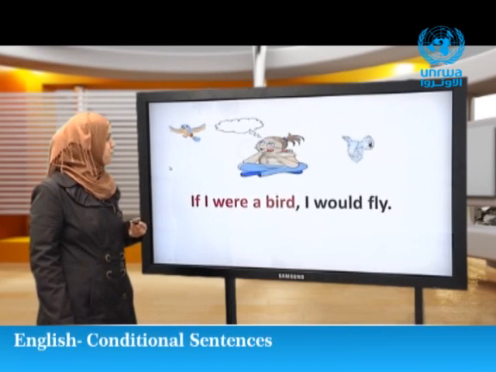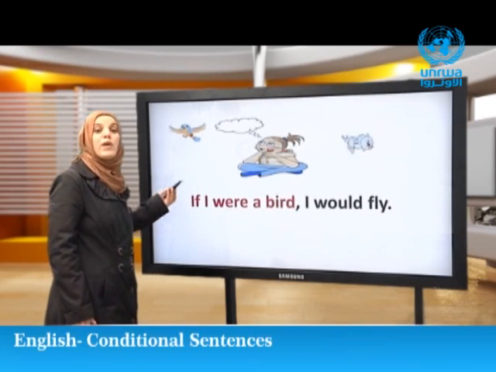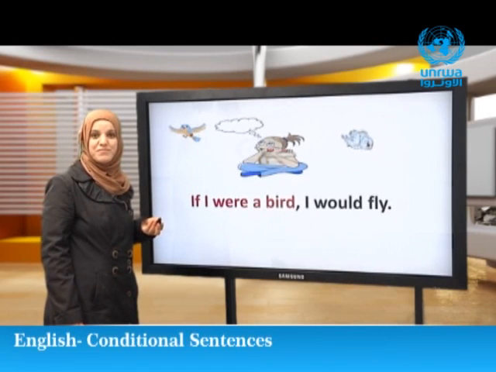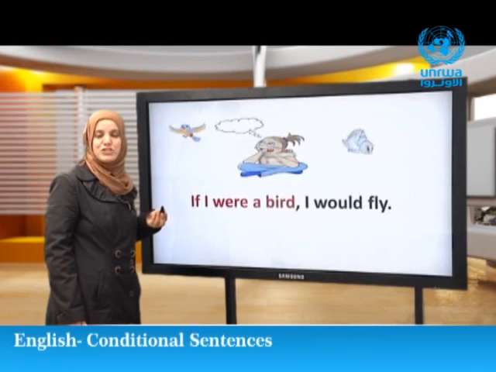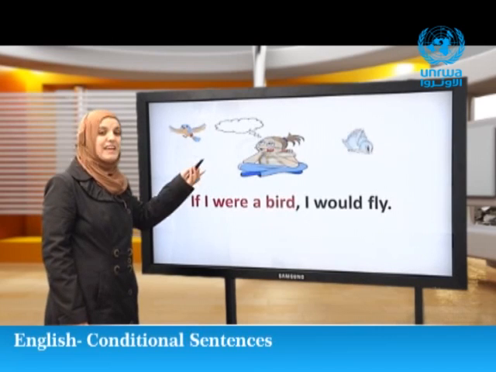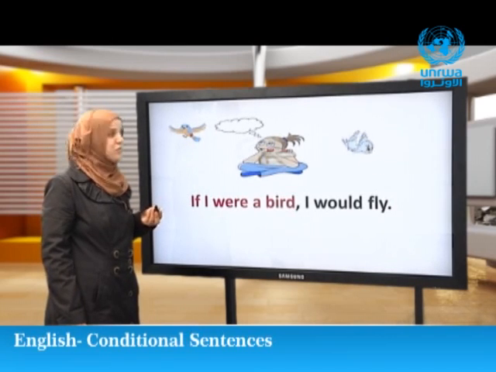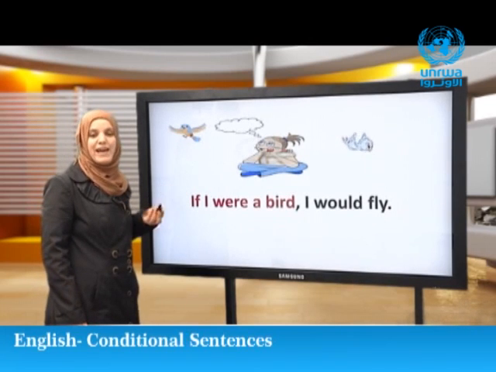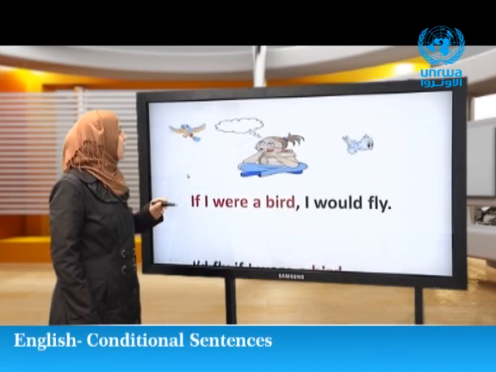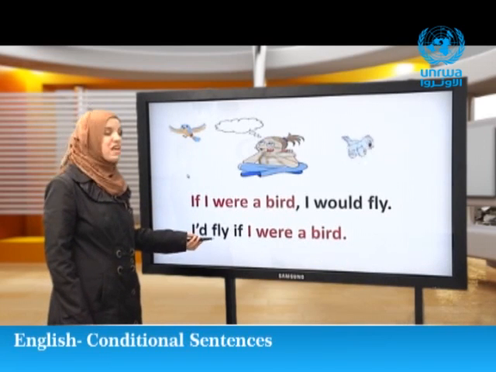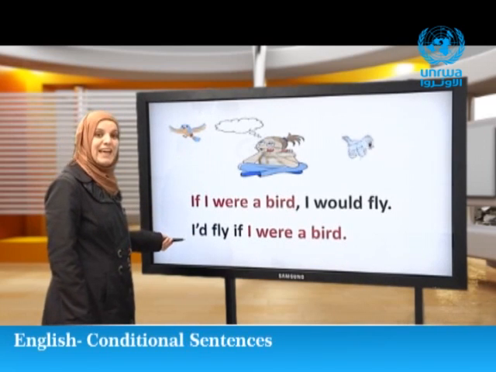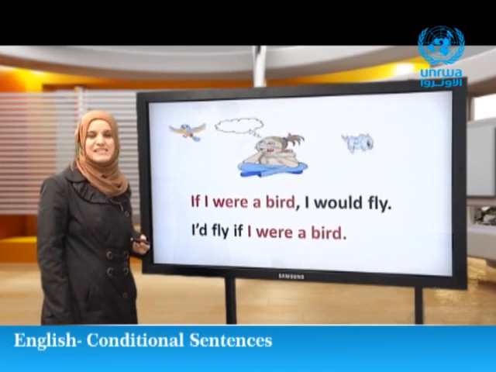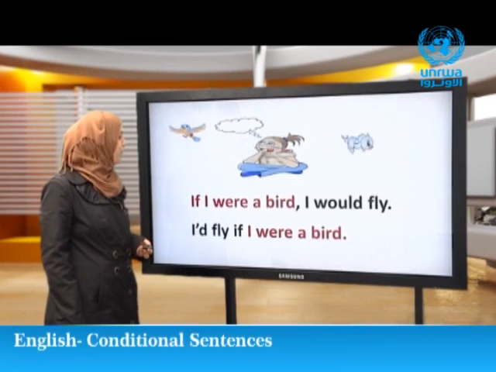Look at this. She says, if I were a bird, I would fly. Is she a bird? Can she ever be a bird? No. Can she fly? No. So this is just a dream or imagination. She can also say, I'd fly if I were a bird. Note again the use of the contraction. Instead of saying I would, I can say I'd fly if I were a bird.